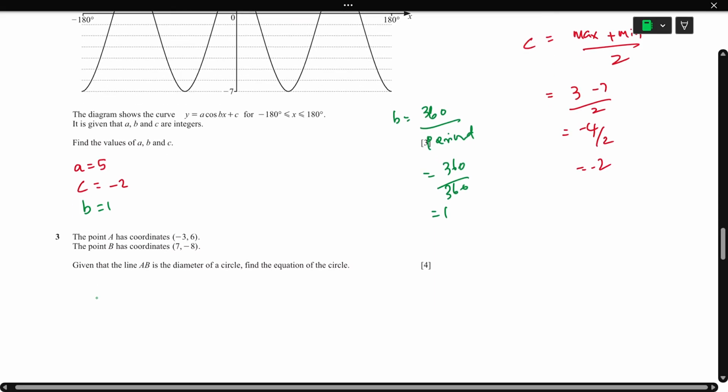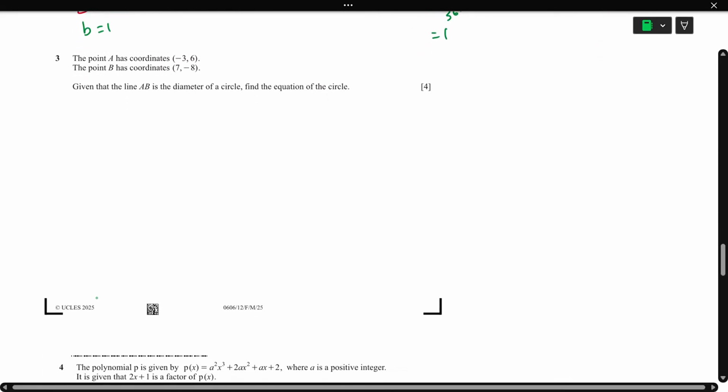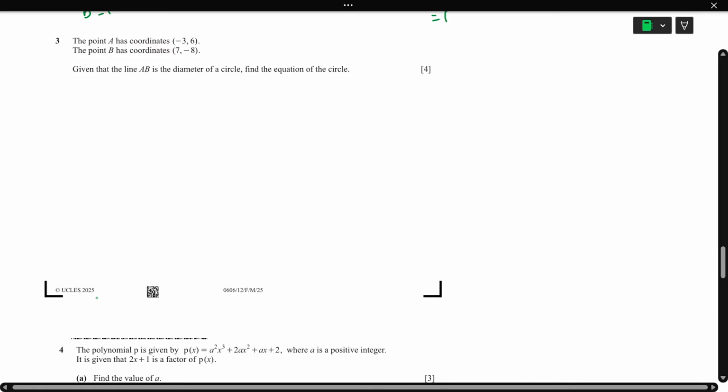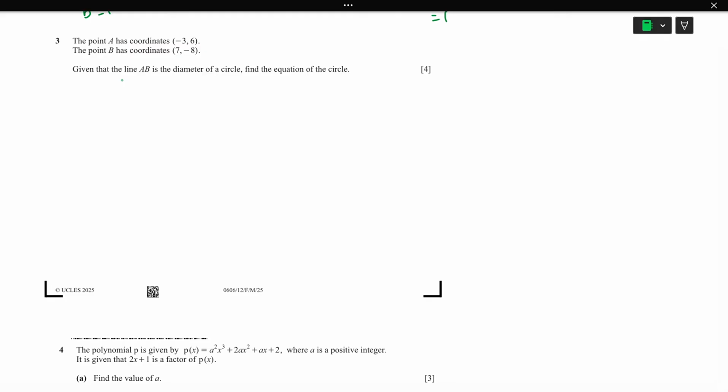Okay, so the next question, the point A has coordinates, and B's coordinates are given, that line AB is the diameter of a circle. Find the equation of the circle. So there is a circle, and the line passing through is the diameter. This is our A point. A is negative 3 comma 6, and B is 7 comma negative 8.